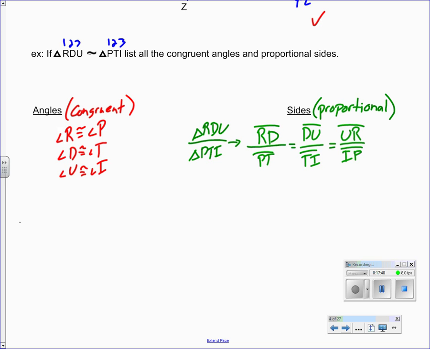So that's why the order is important with our similarity and congruence statements, so we can see which pieces correspond. We have to put them in the same order. So match up the points that correspond to each other between the two triangles.